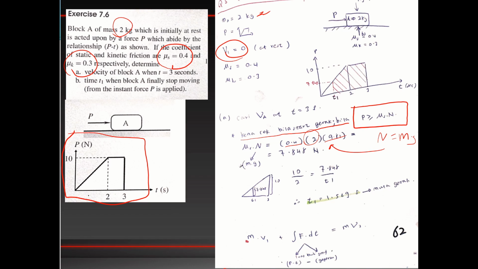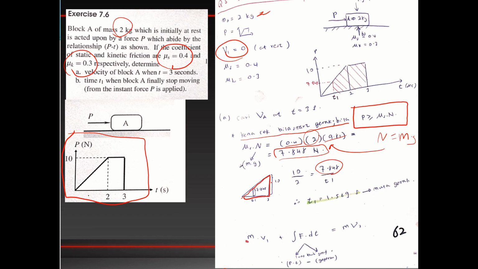Then you got this value, mu static times N. This is the value of mu static N, and we know this value, but we want to know what the time is. So you have to use this figure.